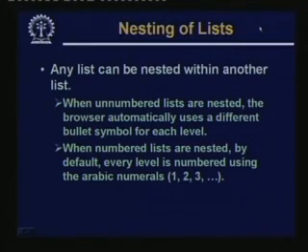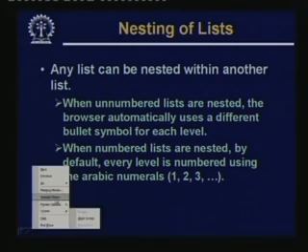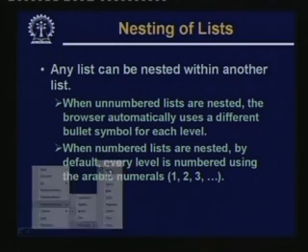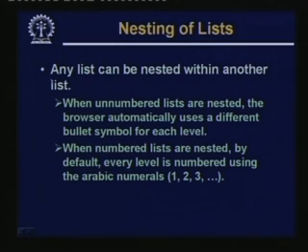Now, these three kinds of lists that we have talked about, it is possible to nest them. So, you can nest any list within another. Well, when you say that any list can be nested within another, this means any kind of combination of numbered, unnumbered and definition lists. An unnumbered list can be nested inside an unnumbered list, a numbered list can be nested inside an unnumbered list, numbered inside numbered, definition inside unnumbered, any kind of nesting is allowed.